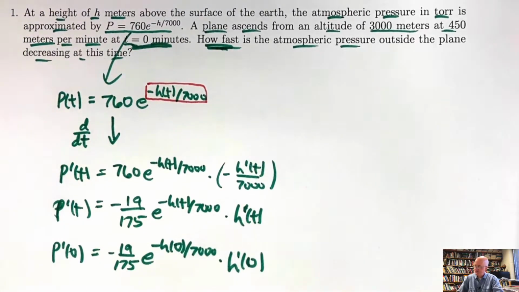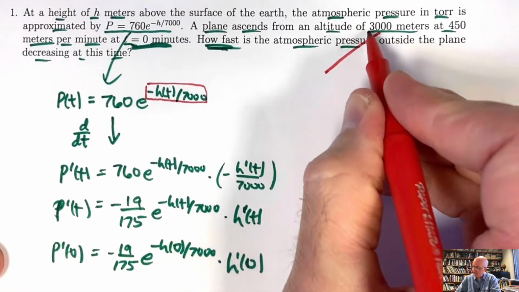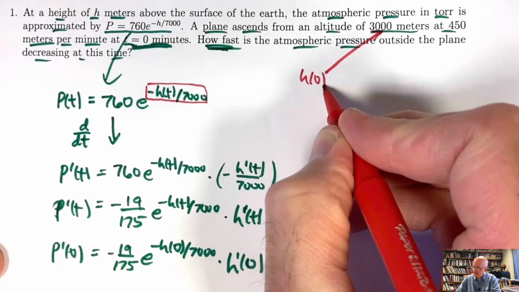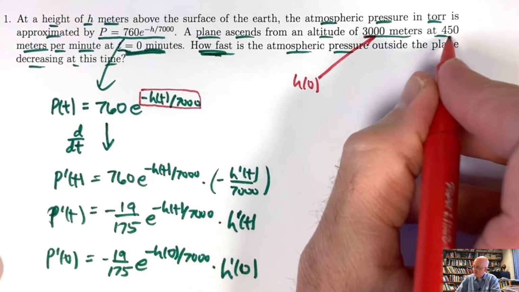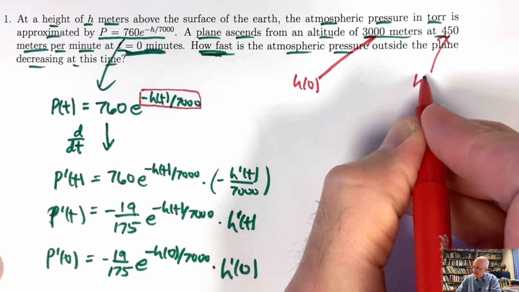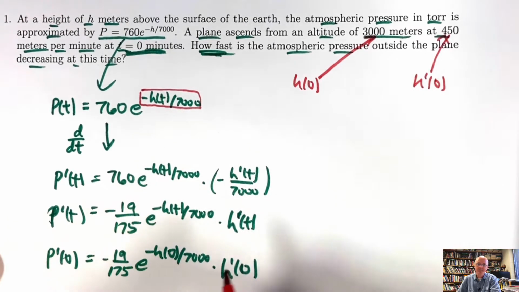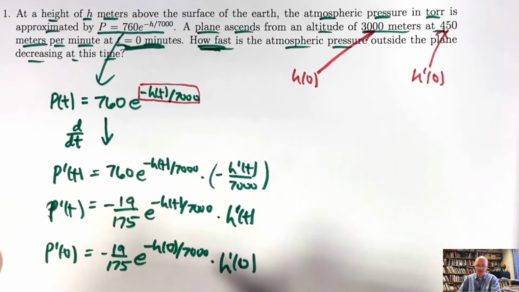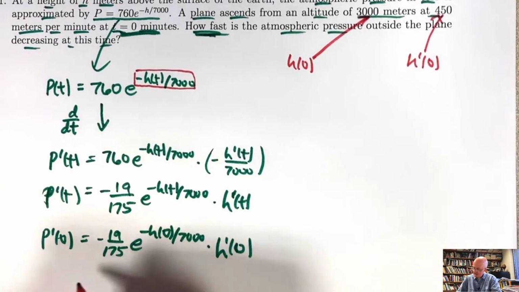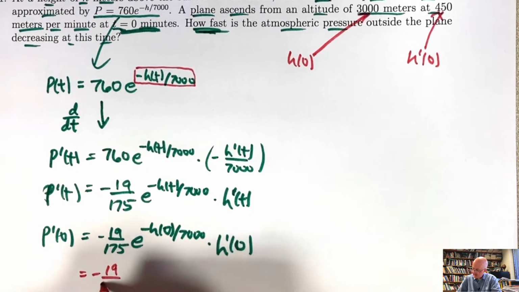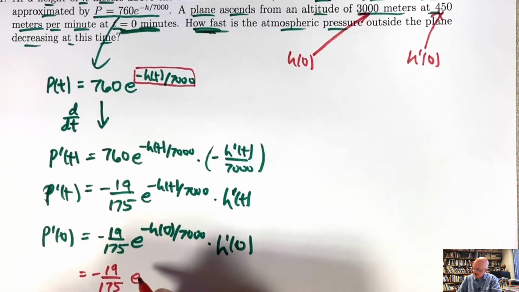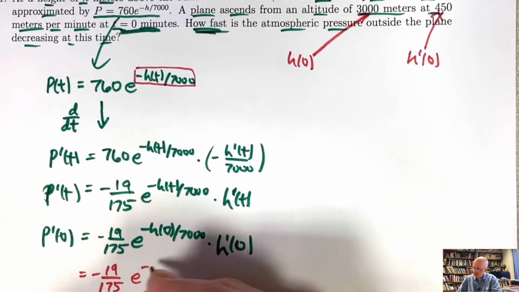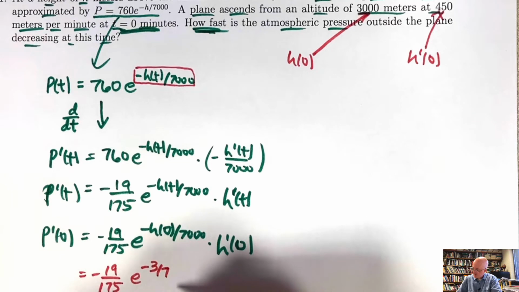H of 0 is 3,000. That's the height at time 0. And 450 is h prime of 0. So I can plug the numbers in and get my answer. So this is going to give, let's just keep the fraction out in front, negative 19 over 175. H of 0 is 3,000, so I get negative 3,000 over 7,000, which is negative 3/7. H prime of 0 is 450.